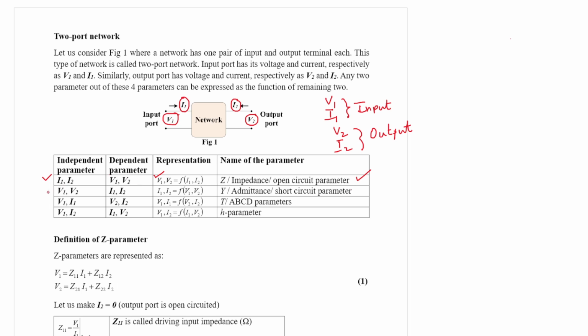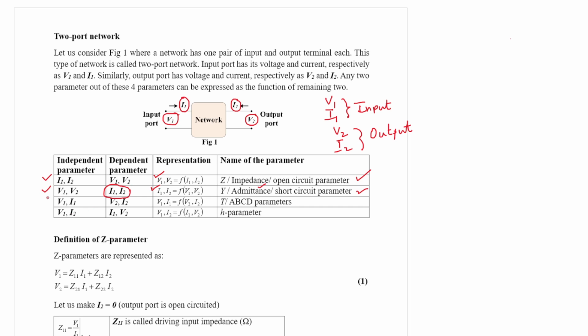Moving on, when the voltages, that means input voltage and output voltage, are taken as independent parameters, and the currents I1, I2 are taken as dependent parameters, and therefore the current is represented as a function of voltage, then that representation is called Y parameter representation or admittance parameter representation or short circuit parameter representation.